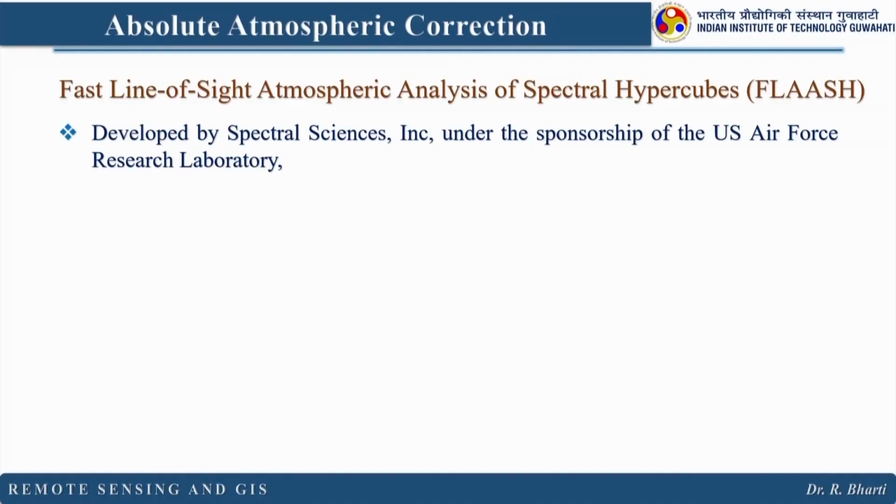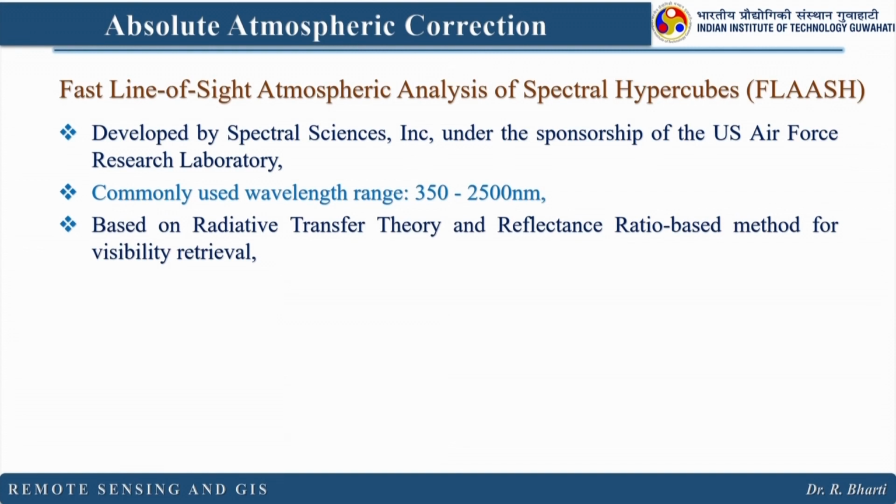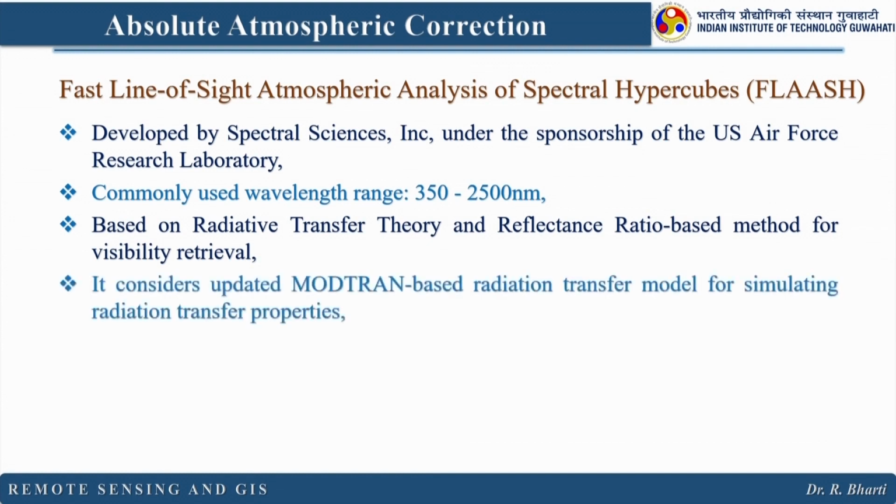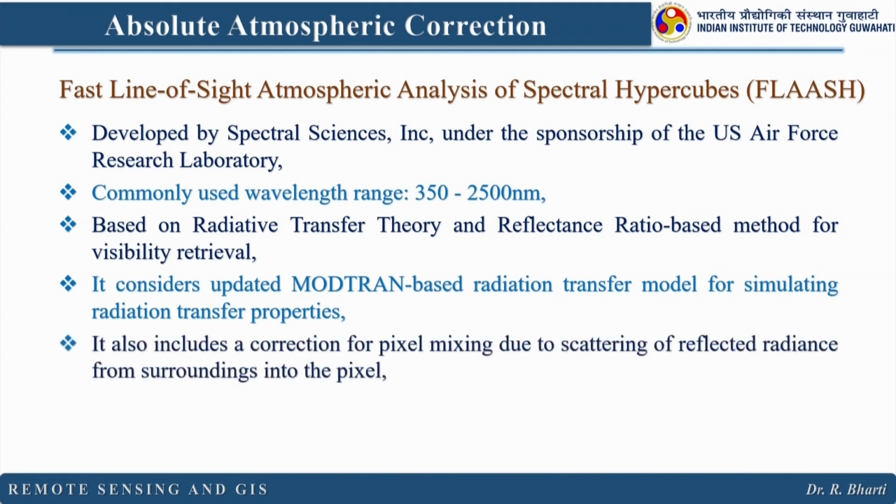The next method is FLAASH. So, this is one of the popular methods nowadays, which is used to correct the atmospheric effects in hyperspectral data, and it is also based on radiative transfer theory and a reflectance ratio based method for visibility retrieval. It considers the updated MODTRAN based radiative transfer model for simulating radiation transfer properties. It also includes a correction for pixel mixing due to scattering of reflected radiance from the surroundings into the pixel.